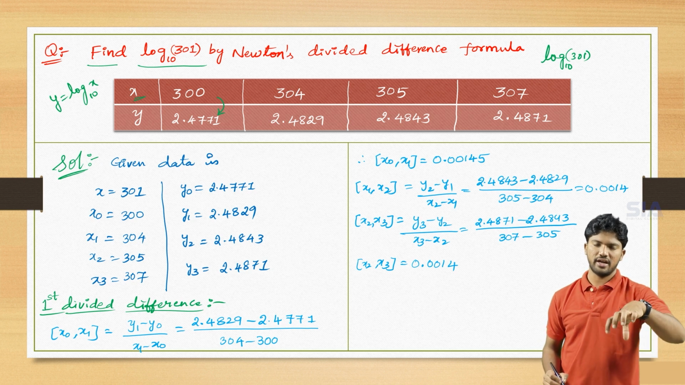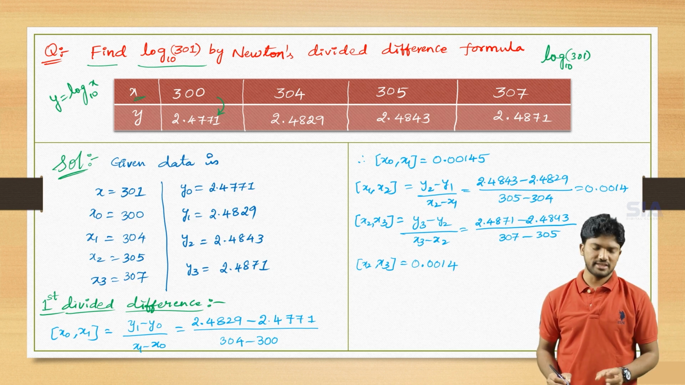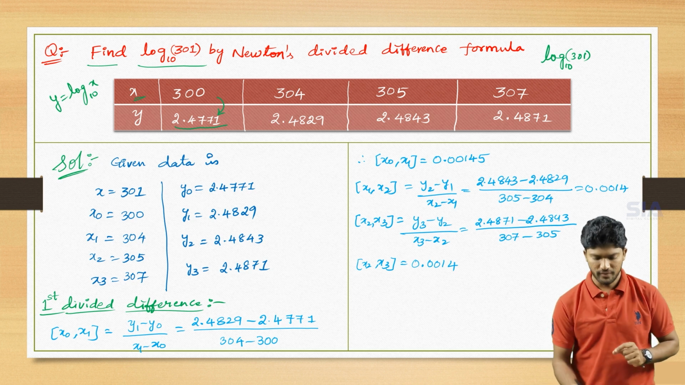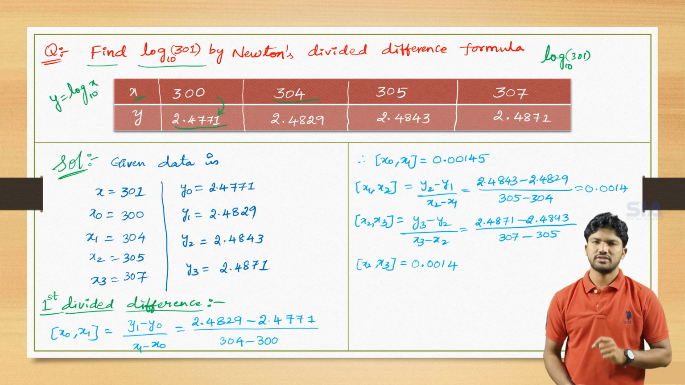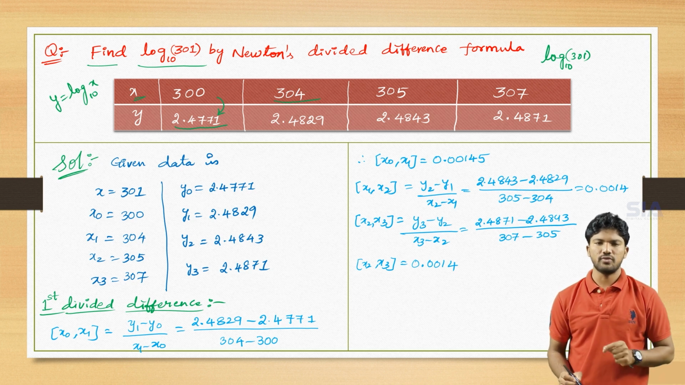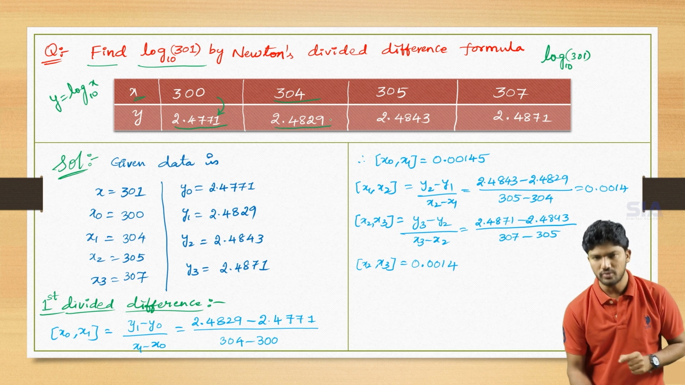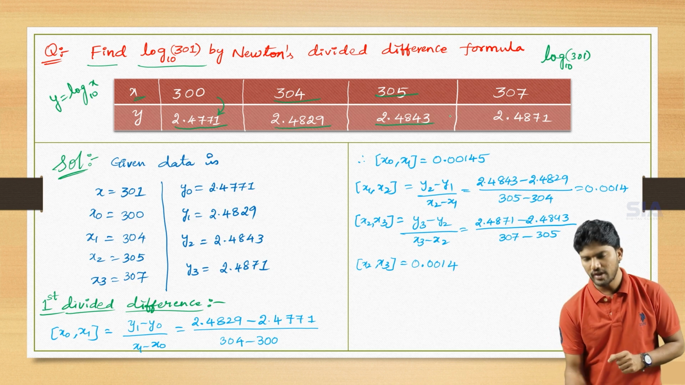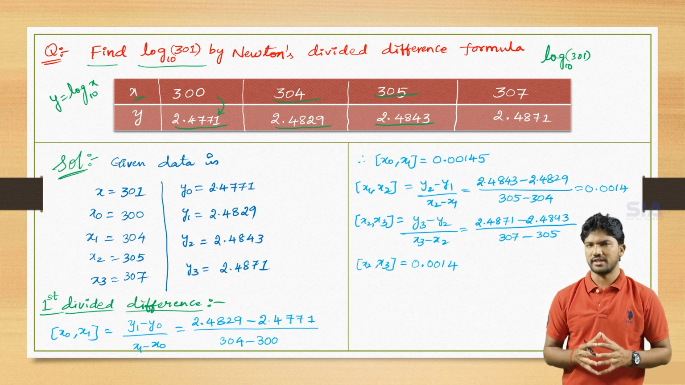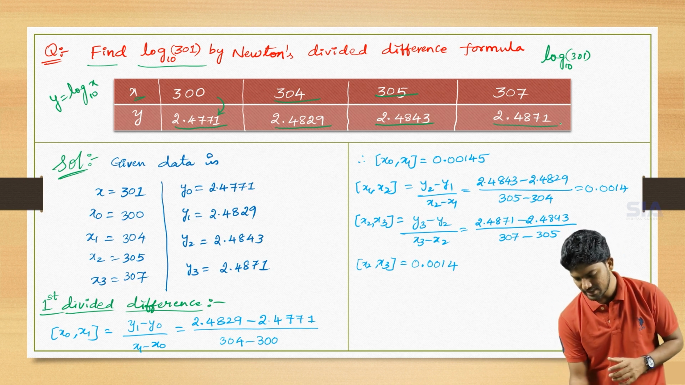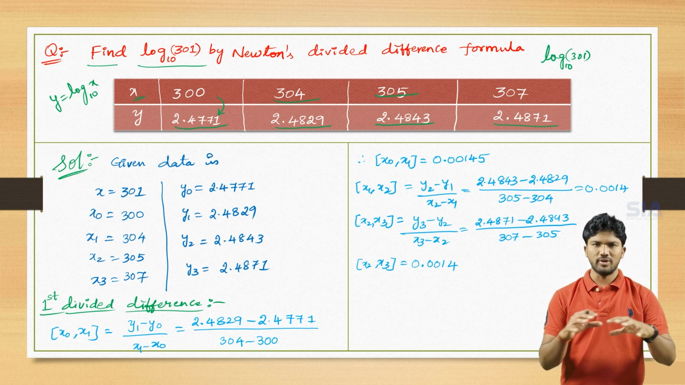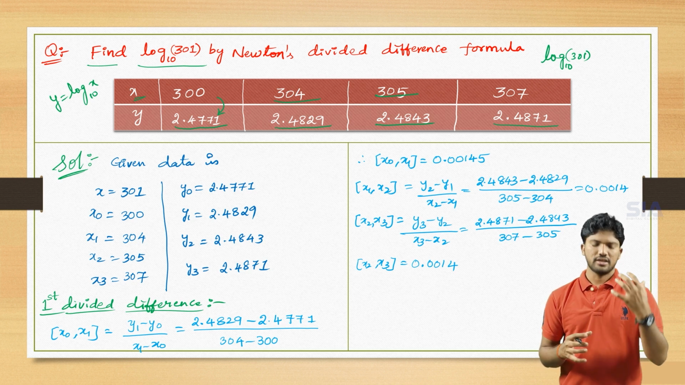For x value 300, log 300 value is 2.4771. For x value 304, log 304 value is 2.4829. For x value 305, log 305 value is 2.4843, and log 307 value is 2.4872. So these are the tabulated function values given in the problem.